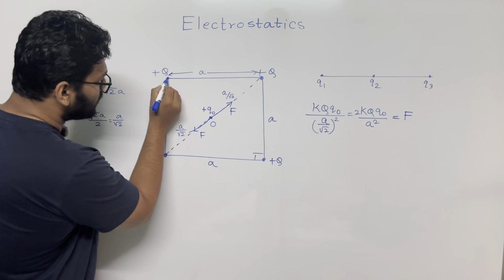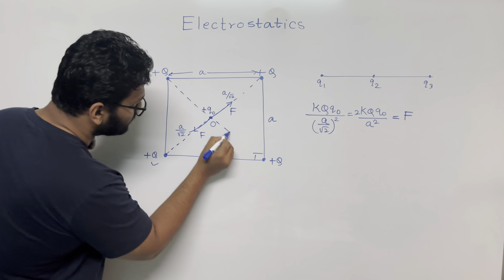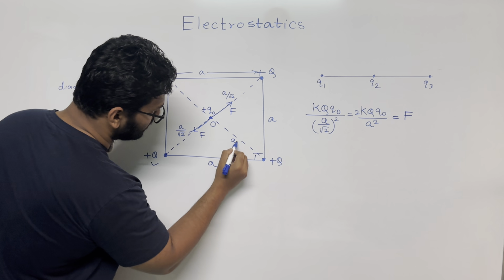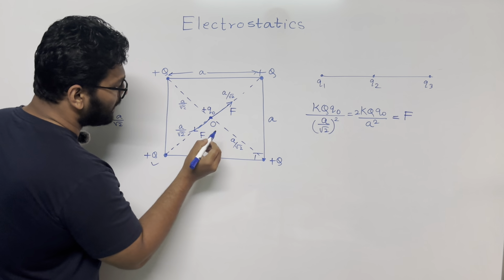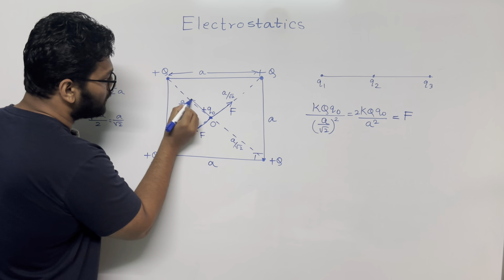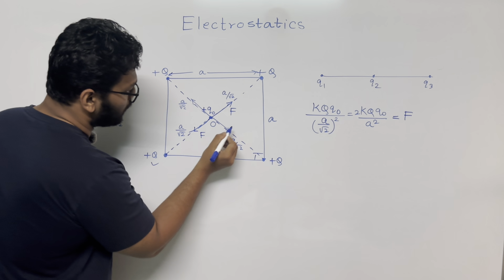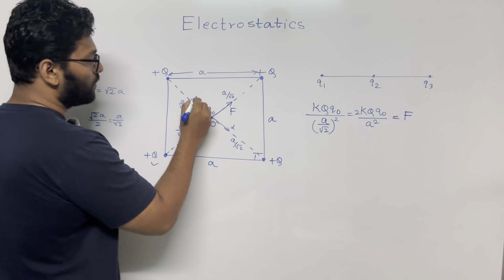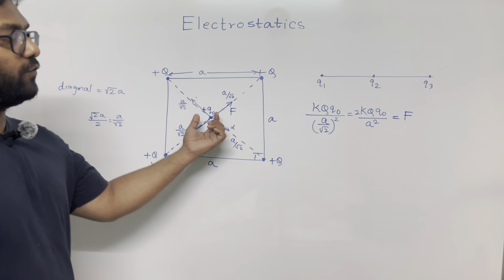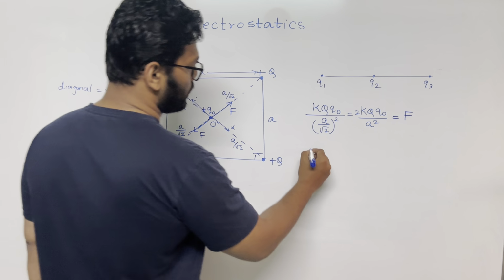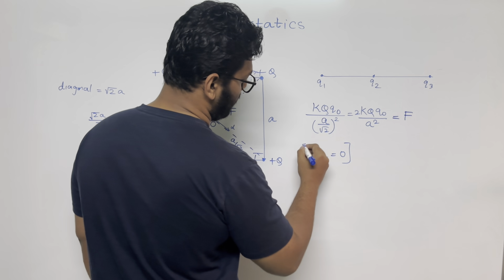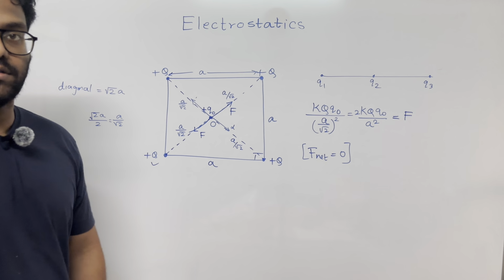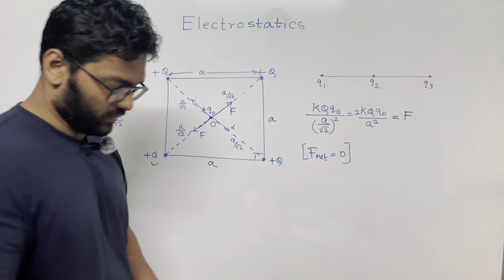The same logic if you apply over here, this distance is again a by root 2, this distance is again a by root 2. By symmetry you can see this will be the force F, this force will also be F, and both of them will cancel out, and the net force will be 0. So F net on Q0 is equal to 0, right? That is how you do this question. Okay, let's look at the next question.